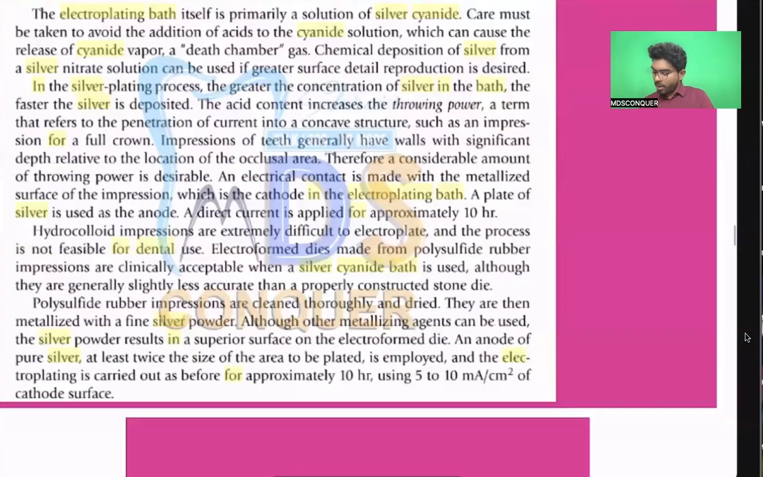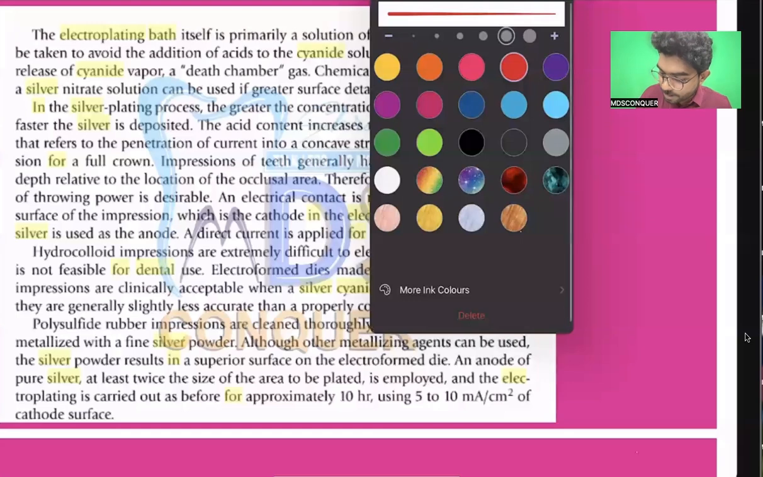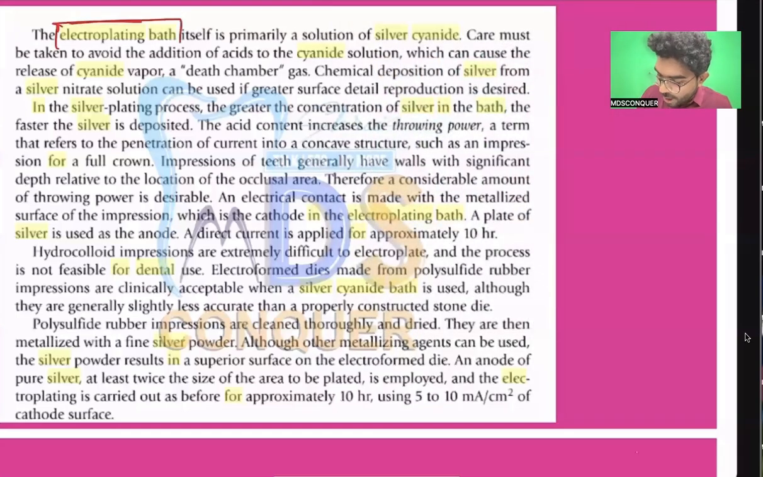Clear. I'm going to one more important concept where the questions are very frequently repeated: electroplating. Before jumping into electroplating, can you tell me which elastomeric impression can be electroplated? Yes, perfectly right. The answer is polysulfide. So polysulfide impression material can be electroplated.